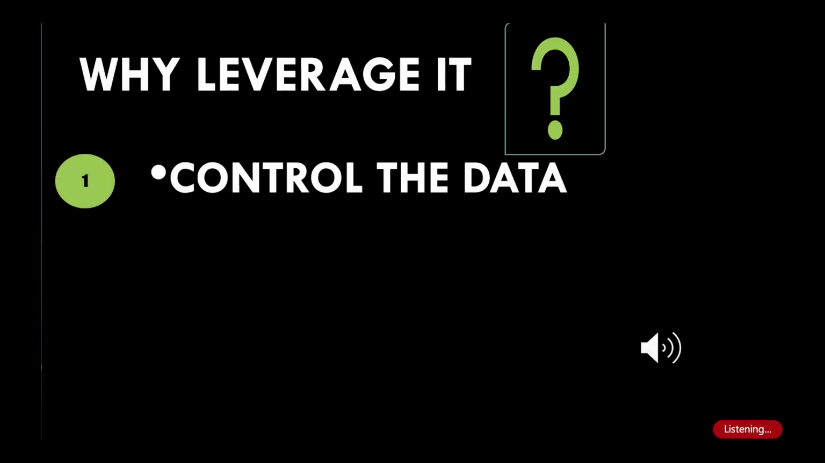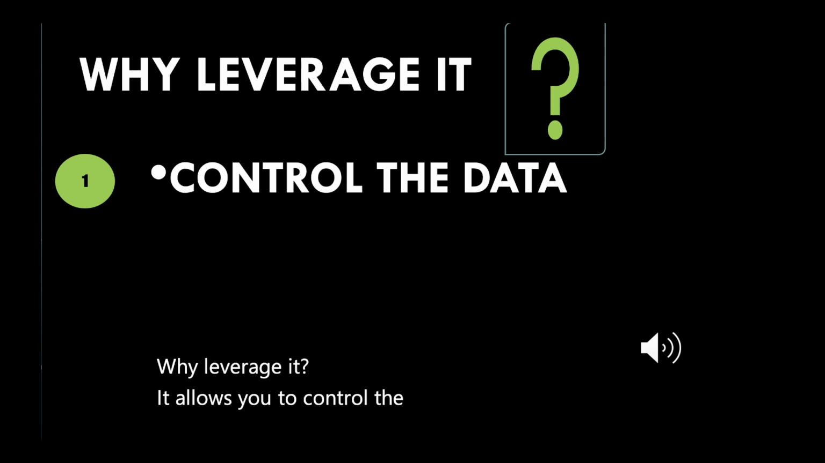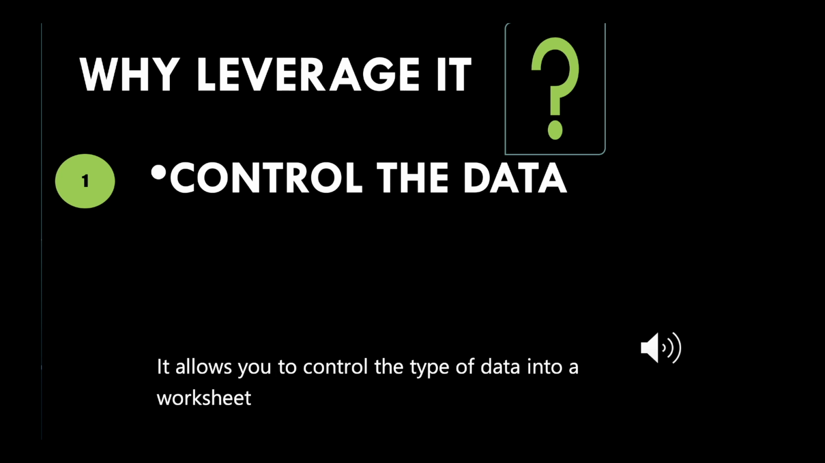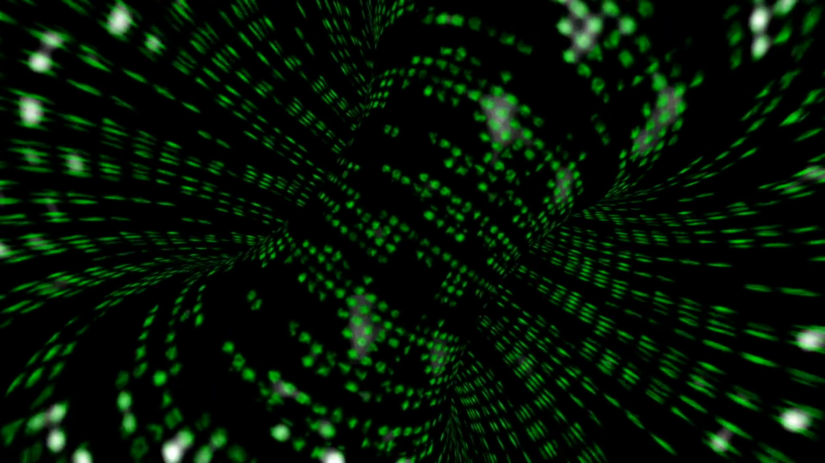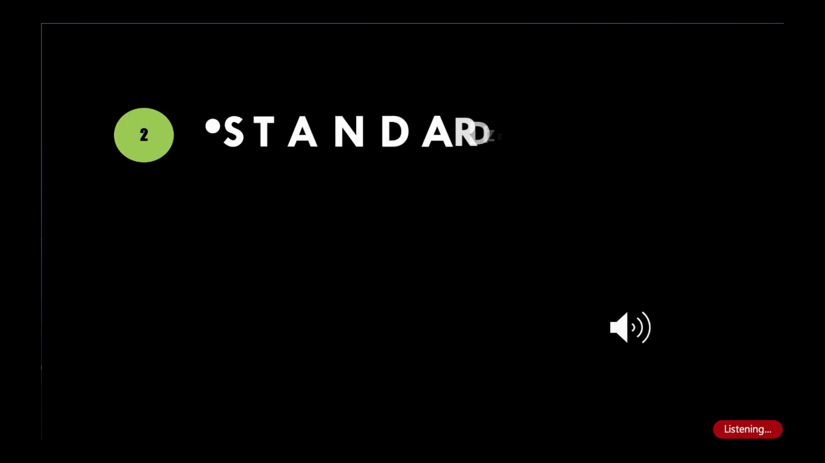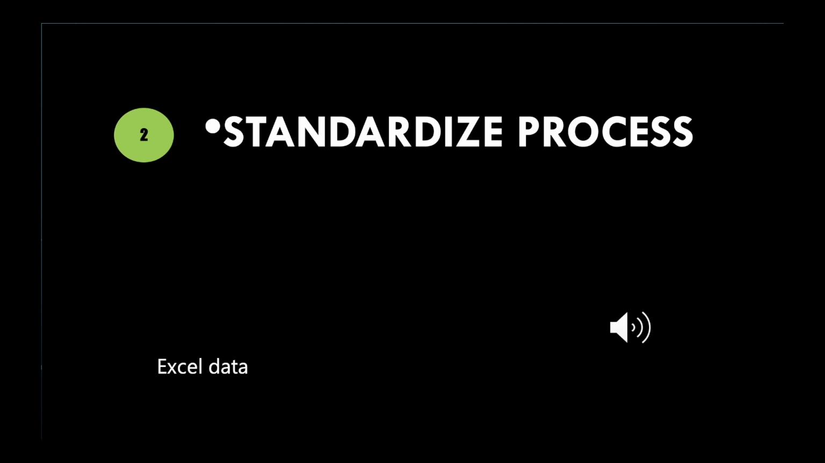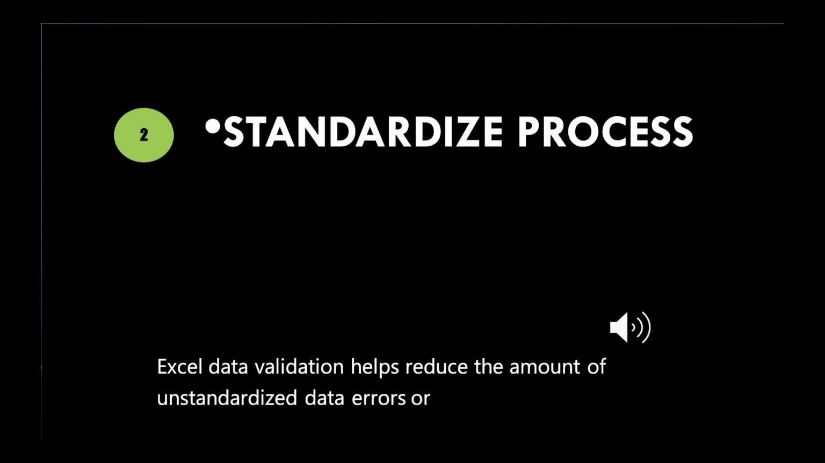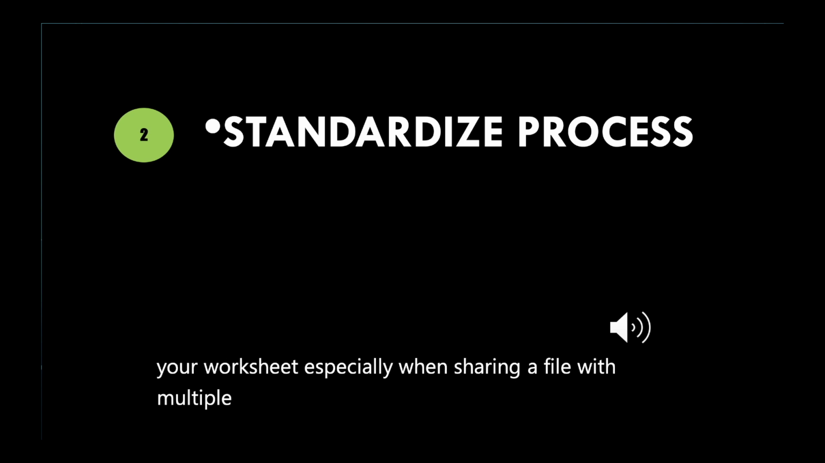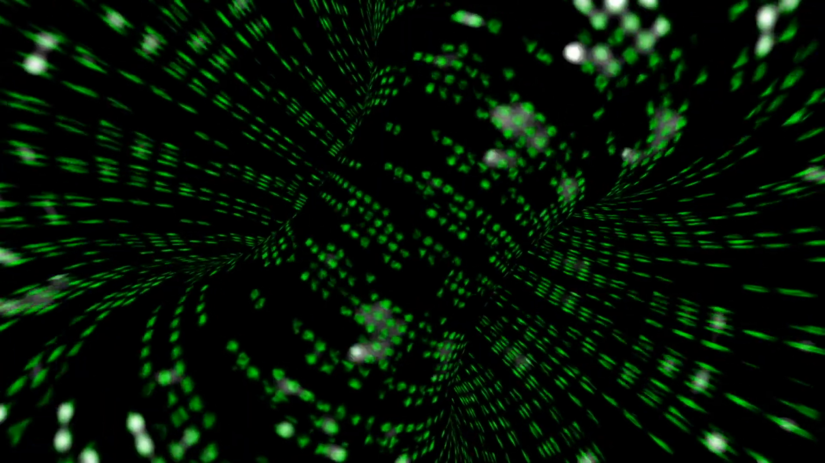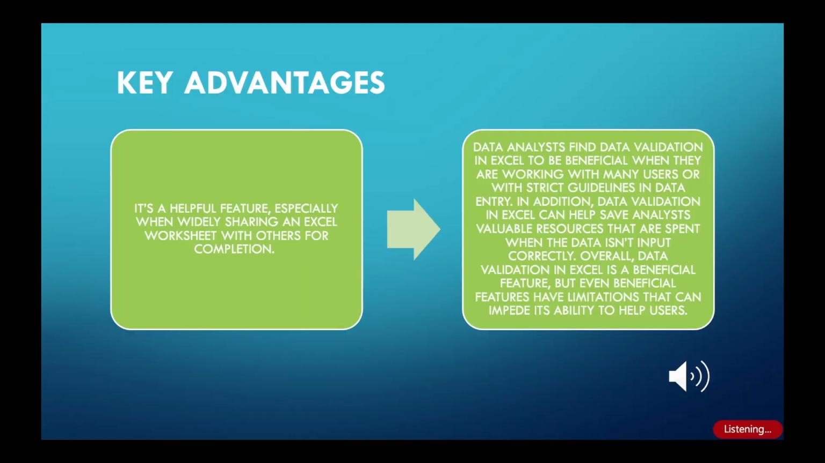Why leverage it? It allows you to control the type of data entered into a worksheet selected cell, and therefore limits entries with an embedded drop-down list of what is accepted to complete the required task. Excel data validation helps reduce the amount of unstandardized data, errors, or irrelevant information in your worksheet, especially when sharing a file with multiple users. Key advantages for further consideration.